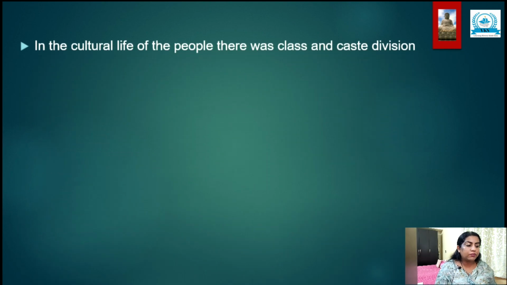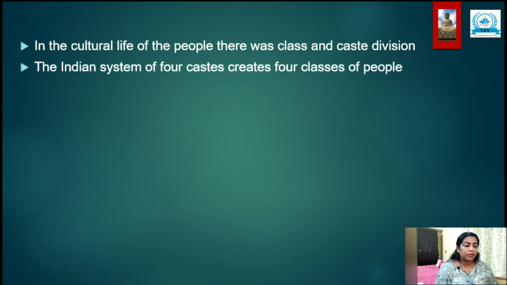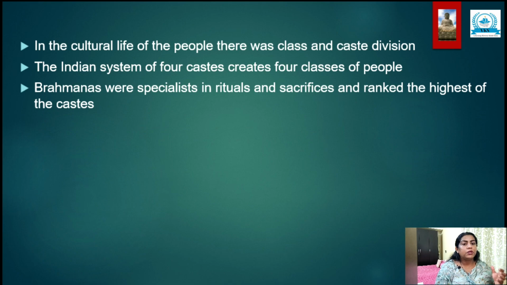In the cultural life of the people, there was class and caste division. So in the later Hinduism, if we see the cultural life of people, we can see class and caste division. The Indian system of four castes created four classes of people. So which are the Indian system of caste? That is Brahmanas, Kshatriyas, Vaishyas and Shudras. There was a fourfold division. So let us see in detail about those divisions.